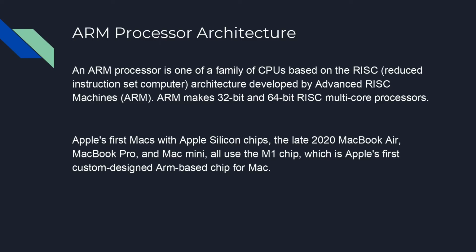An example of ARM processor architecture is Apple's first Macs with Apple Silicon chips. In late 2020, the MacBook Air, MacBook Pro, and Mac Mini all used the M1 chip, which is Apple's first custom-designed ARM-based chip for Mac.